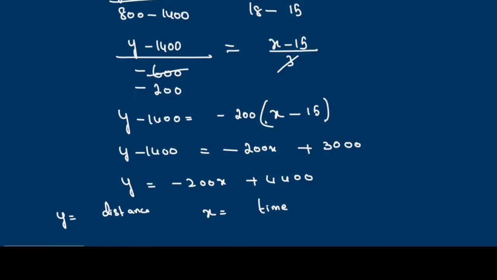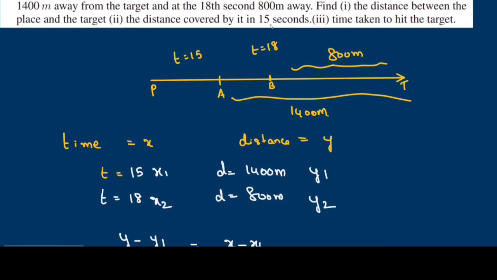Now the question is, find the distance between the place, this is the place P, and the target. So this distance they asked. At this place P, what is the time? This is the starting point, isn't it? At 1 second it would have moved here, isn't it? So at P the time is 0. At this place the time is 0.